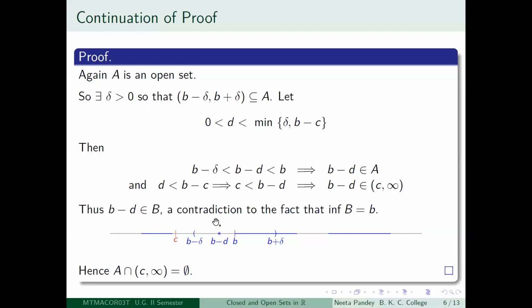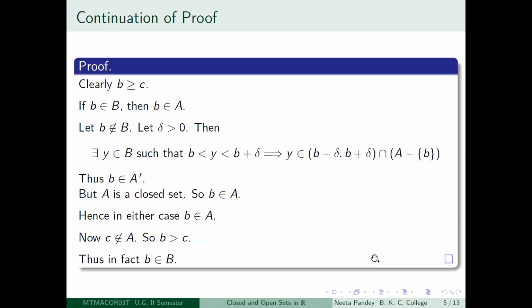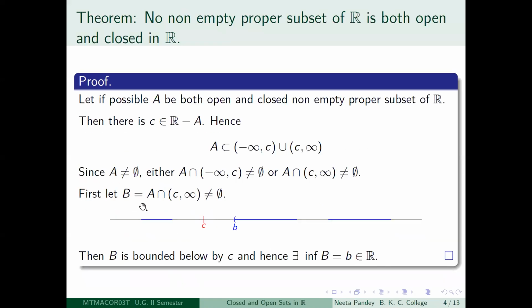But it is a contradiction because b minus d is a number which is strictly less than b, and b is the lower bound of capital B. So this is not possible. So you get a contradiction. From where did you get a contradiction? You got a contradiction from the fact that you assumed that A intersection open interval C to infinity is non-empty. So this statement is false. So at least A intersection open interval C to infinity should be an empty set. So whatever portion of A lies, it should be in less than C. That is what we are trying to say.